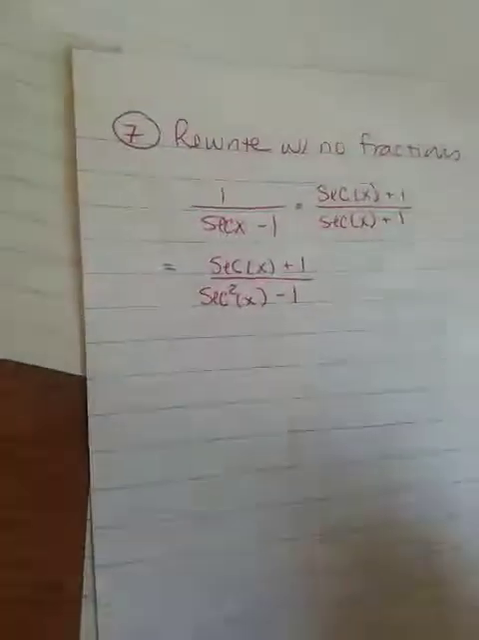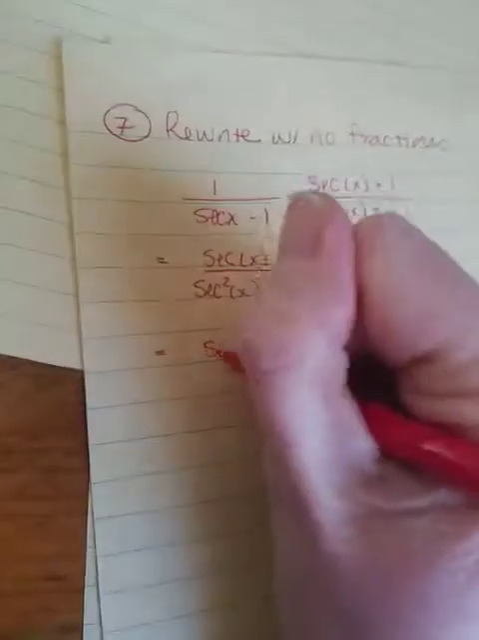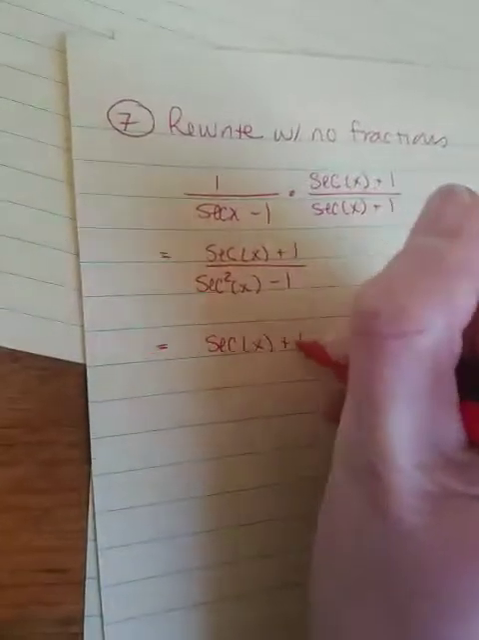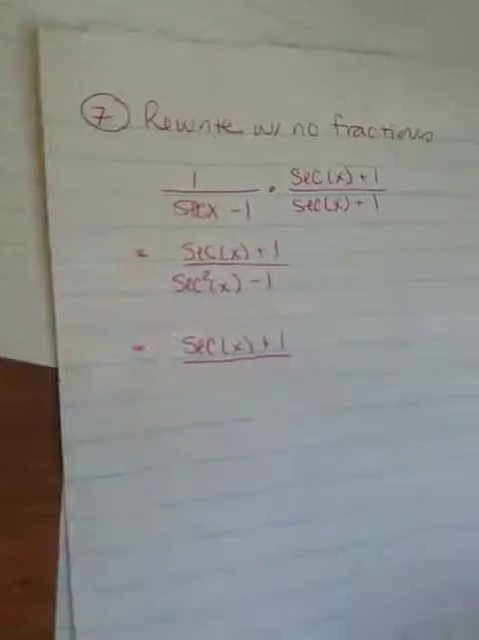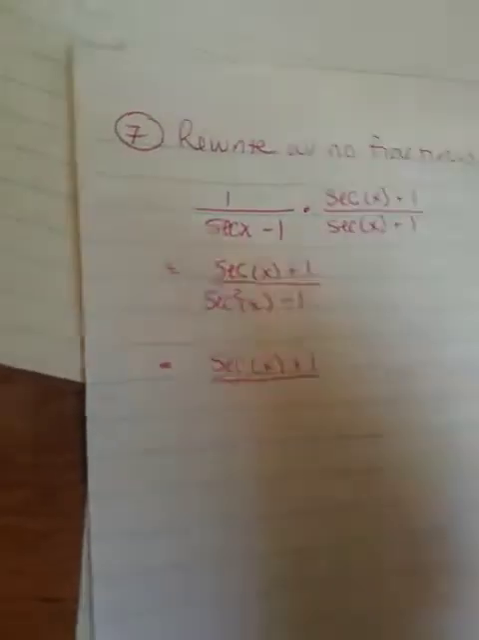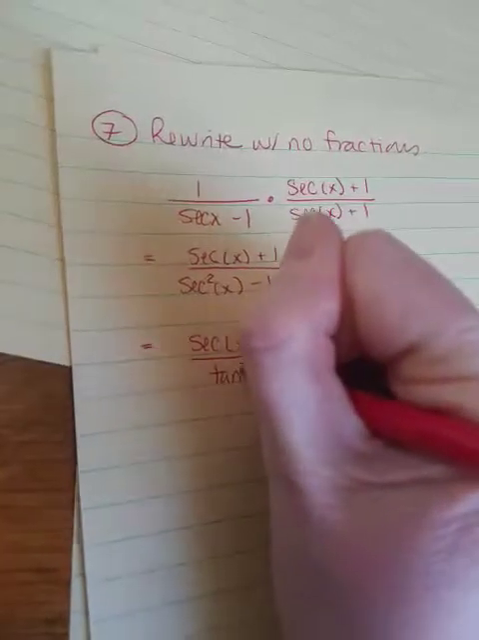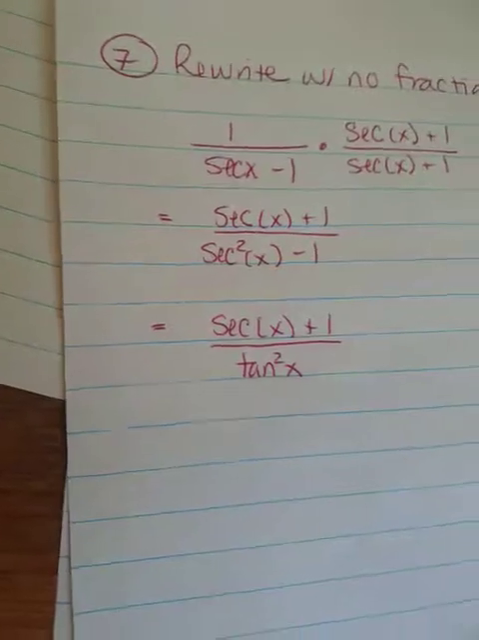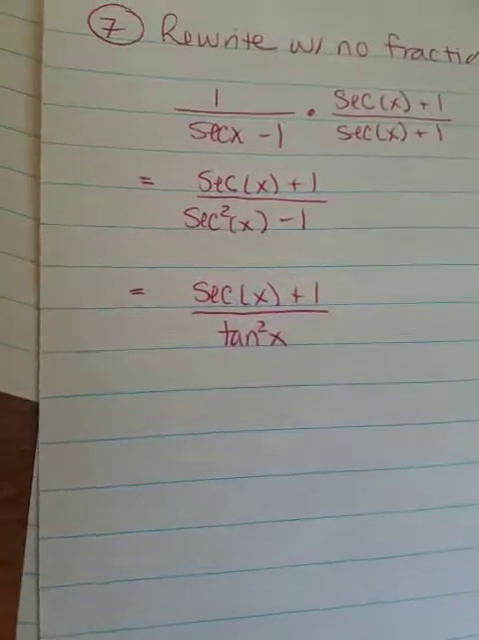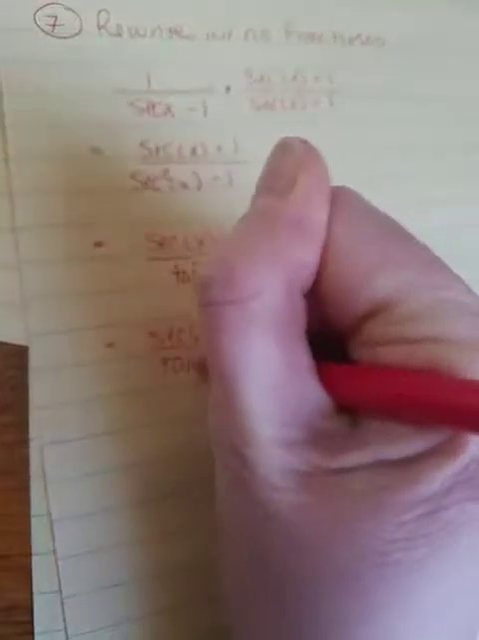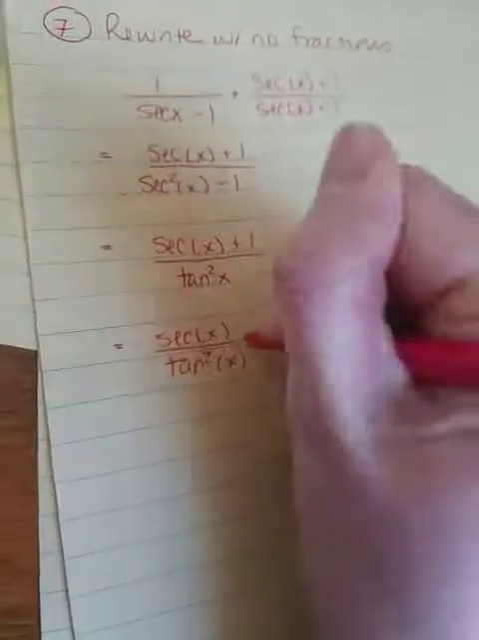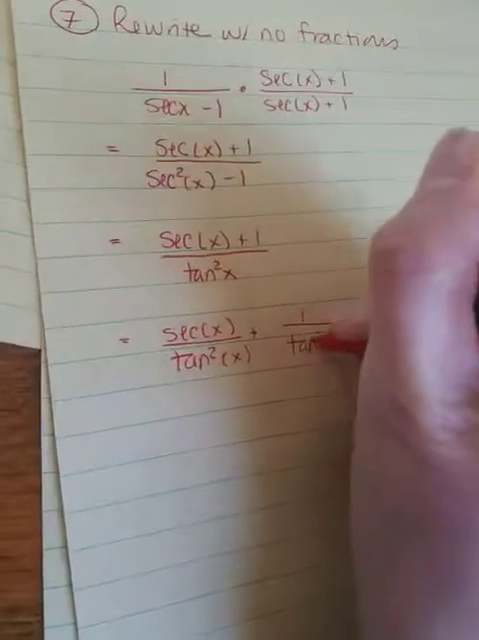So now we can actually get somewhere with this. Nothing's going to happen with the numerator, but in your denominator, that's one of your identities. That's tangent squared of x. Okay. And so again, we want you to rewrite it without fractions. So we can break this up into secant of x over tan squared of x plus 1 over tan squared of x.